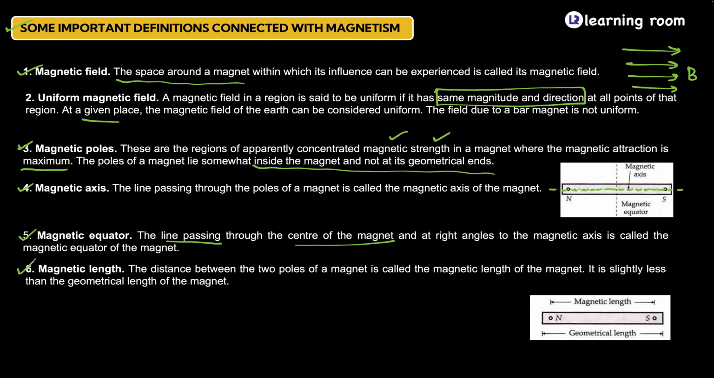If you observe the diagram itself, one thing would be clear: the magnetic length is always less than the geometrical length. That's obvious from this statement itself, right? So this is all about some important definitions which are needed to understand magnetism. Okay, make a quick note of it.